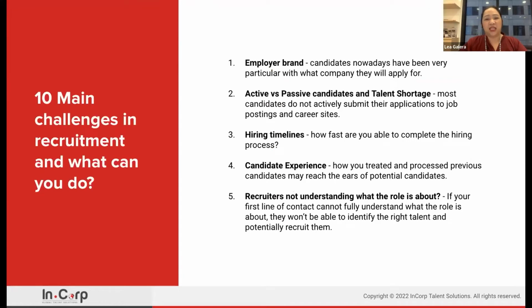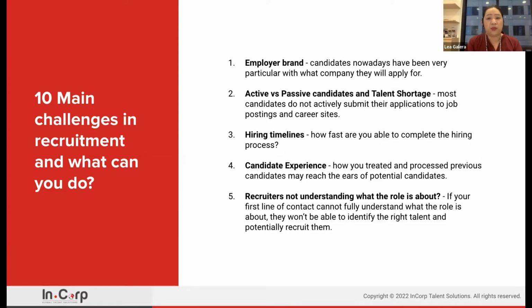So now I'll be discussing the 10 main challenges that I think a lot of recruiters who are in this call have already experienced in the past, and what exactly we can do to minimize the stress of recruitment. So the first one is the employer brand. Candidates nowadays are very, very particular with what company they will apply for. With the availability of social media, being able to just Google companies, an employer brand is very, very crucial. So brand reputation and visibility are now critical aspects as compared to before when attracting new talent.